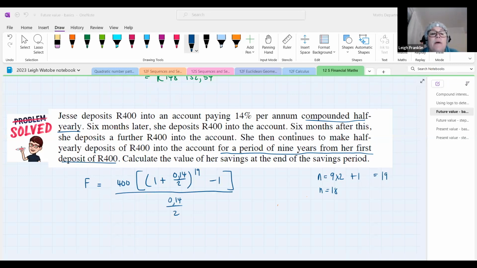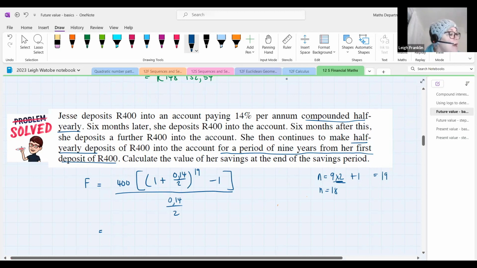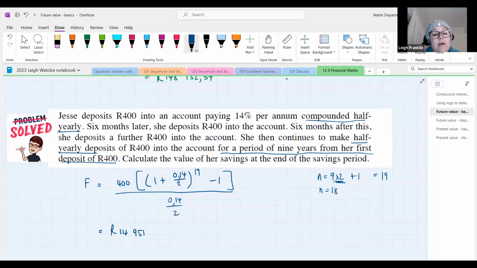Where do we multiply by 2? Oh, you mean why are we multiplying the 9 by 2? Because she is making half yearly deposits. So that's 2 deposits a year for 9 years. Remember, N represents the number of payments. So we would end up here with, or Jessie would end up with 14,951 Rand and 59 cents.